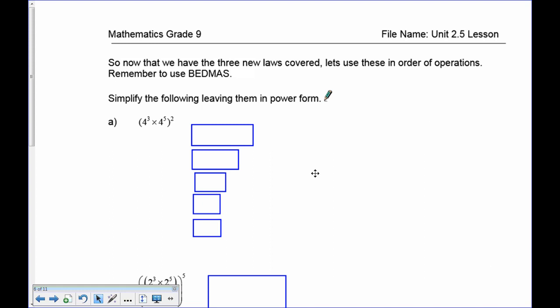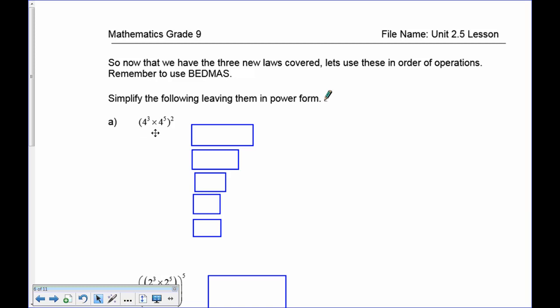Now, BEDMAS is order of operations. If you remember, B stands for brackets, so when you have a bracket, you have to do everything inside the bracket first. Then you do the exponent on the outside. We won't be doing adding and subtracting much at this part, but we will be doing some multiplying and dividing of bases possibly. So let's take a look.